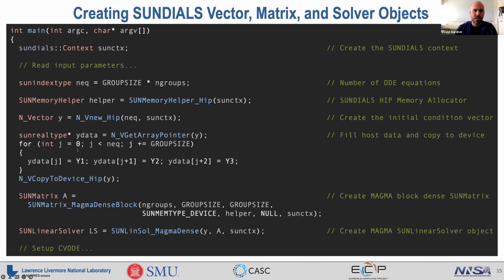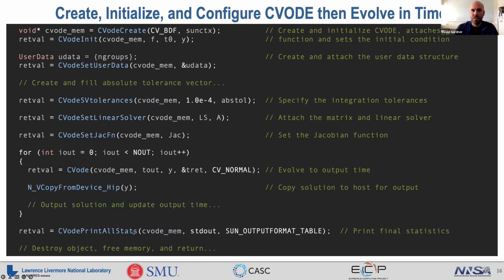So we've got our vector filled in with starting values, and now we're going to make our matrix. We've got n groups that we're going to solve. The groups are each 3 by 3. In this case, we're going to use device memory. We're going to hand it the helper that we created earlier. We're going to use the default stream here, so we're going to pass null, and then we're going to set the SUNContext. Now we've got our vector and matrix objects set up, so we're going to create the SUNLinearSolver to go with it. So now we've got all of our GPU objects made.